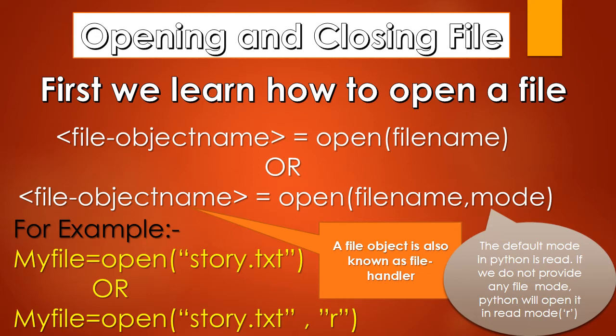There are several types of mode: read mode, write mode, append mode. For example, how do we open my file? This is the file object name. It is also known as the file handler. Open is the function. Story.txt is a physical file stored in the current directory. my_file equals open story.txt in read mode. This is known as the file object, also known as the file handler.